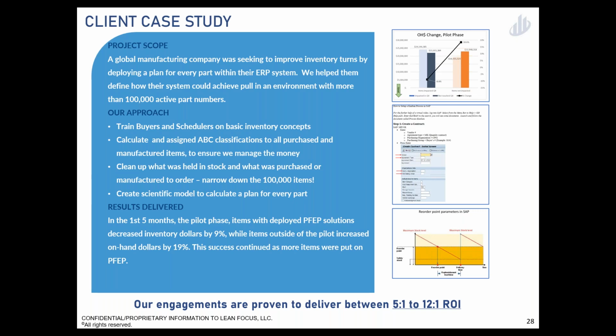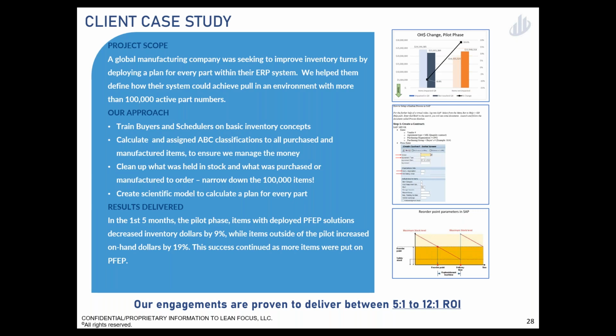So the first thing we did was train their buyers and schedulers on basic inventory, ABC class. What's held in stock, what's not, what's pull versus what's push, what a sawtooth curve looks like, how do I calculate safety stock, what do we do with safety stock for the supply side versus the demand side. Then we calculated and assigned the ABC class to all the purchased and manufactured items to make sure we manage the money, figure out where the money flows. That's the A items. We cleaned up how the stuff was designated. What are we going to hold in stock? And what are we not going to hold in stock? What are we only going to purchase or manufacture when we have an order?